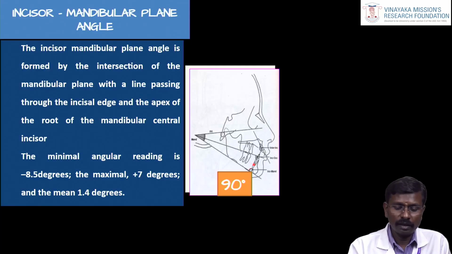And we are comparing the lower incisor to the mandibular plane. In the previous slide we had compared the lower incisor to the occlusal plane. Here we are comparing the lower incisor to the mandibular plane. The range is minus 8.5 degrees minimum and plus 7 degrees maximum, and the mean reading should be 1.4 degrees. If it is more, it shows a more proclined lower incisor. If it is less, it shows retroclined lower incisors.